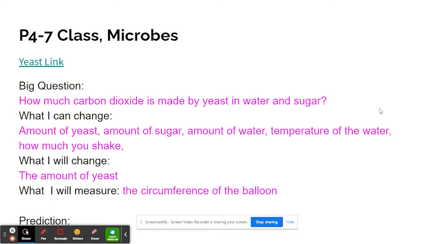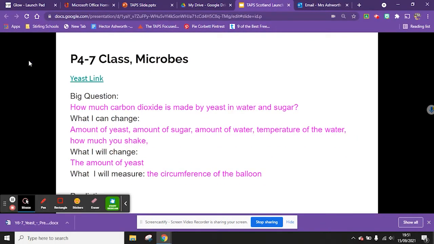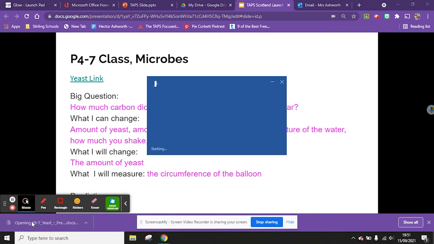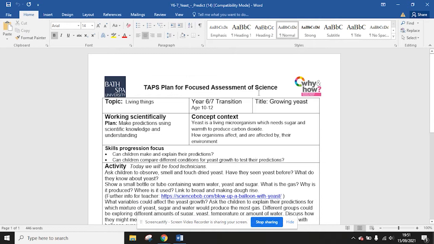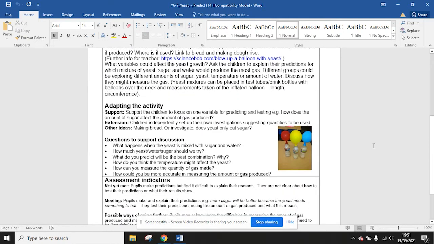Last year I was teaching a primary 4 to 7 class and we were doing a mini topic on microbes. As part of this, I decided to follow the TAPS assessment plan for yeast. We were focusing on the skill of prediction, and we were talking about how yeast grows best, the best conditions for growing yeast. So we were mixing yeast with warm water and sugar, measuring the gas produced by the size of the balloon on top of the bottle.